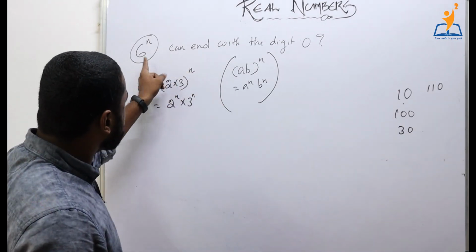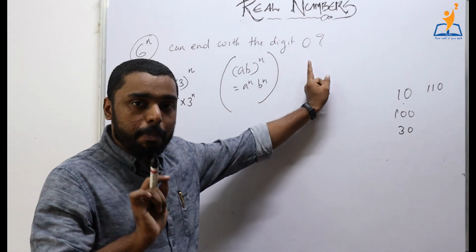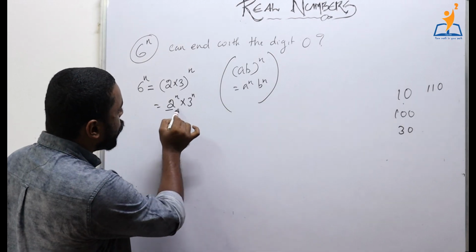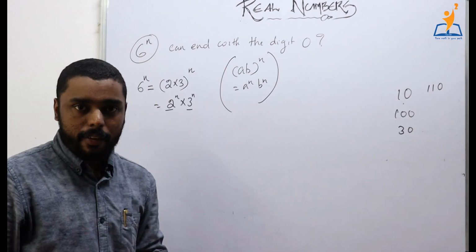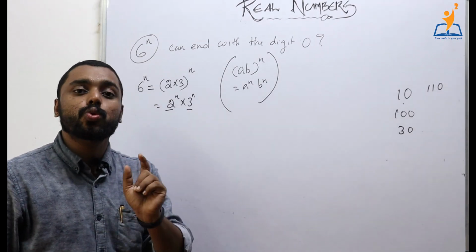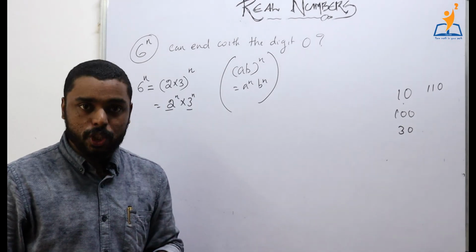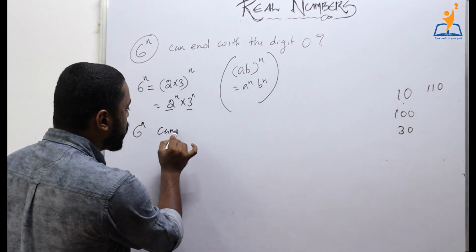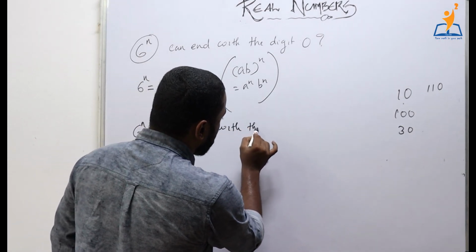Now, if 6 raised to n ends with the digit 0, then it must be divisible by 5. But in the prime factorization of 6 raised to n, only 2 and 3 are available. That is, 6 raised to n has only 2 and 3 as prime factors. 5 is not a prime factor of 6 raised to n. So we can conclude that 6 raised to n cannot end with the digit 0.